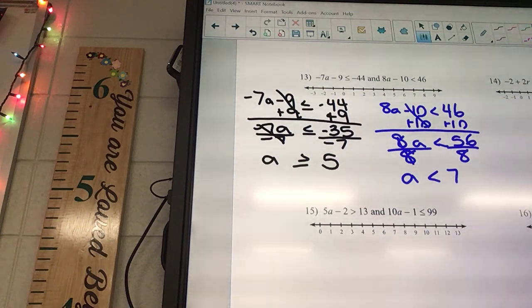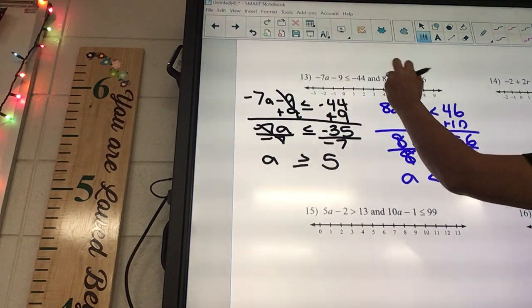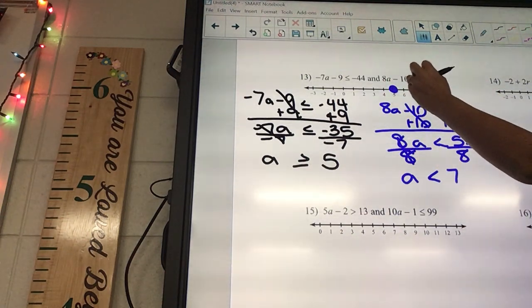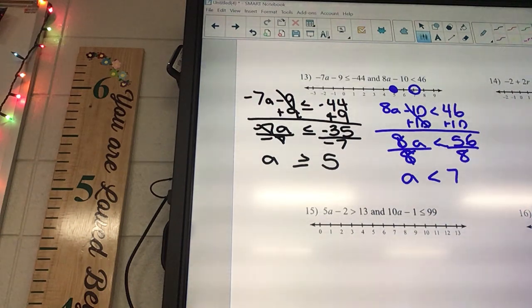Okay, on the 5, is it open or closed? Closed. What about the 7? Open. Is this an and or an or? It's and, so is it going to be pointed in or out? In.